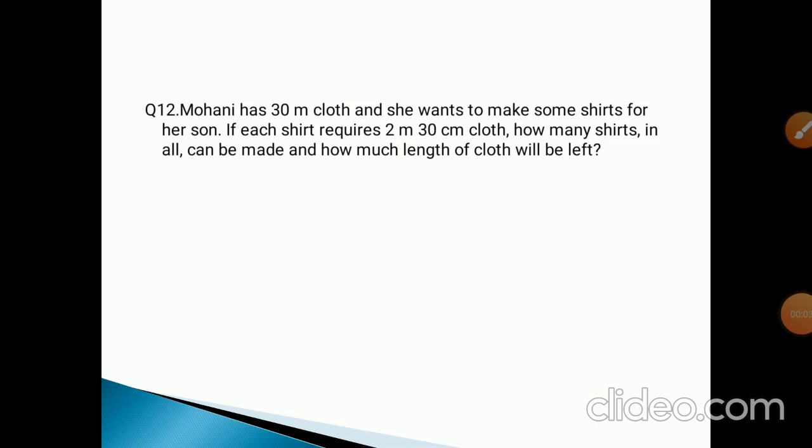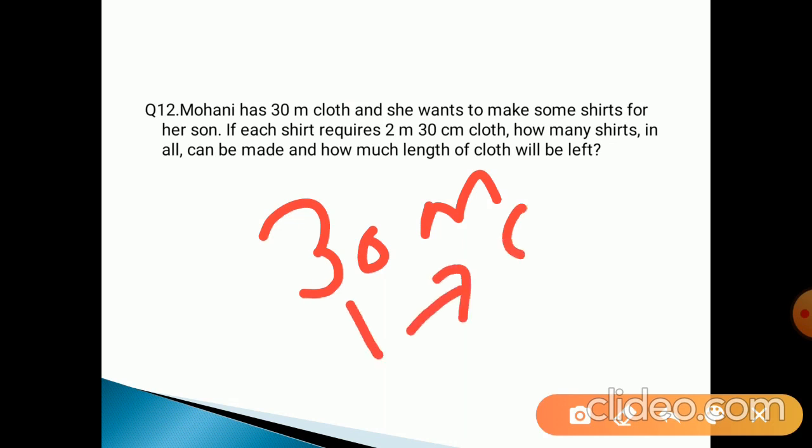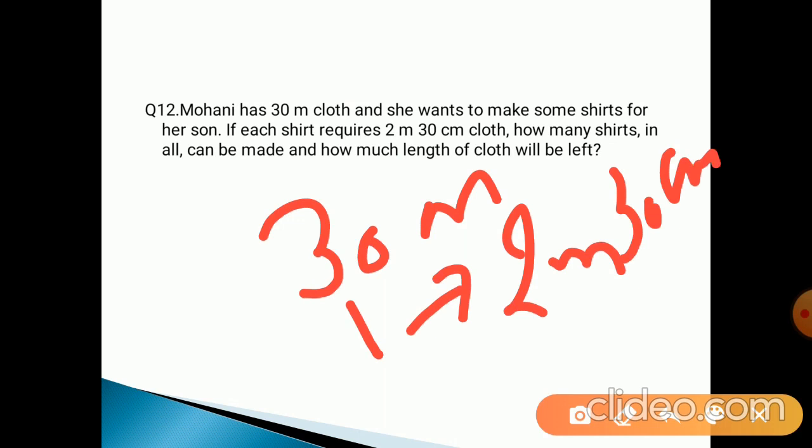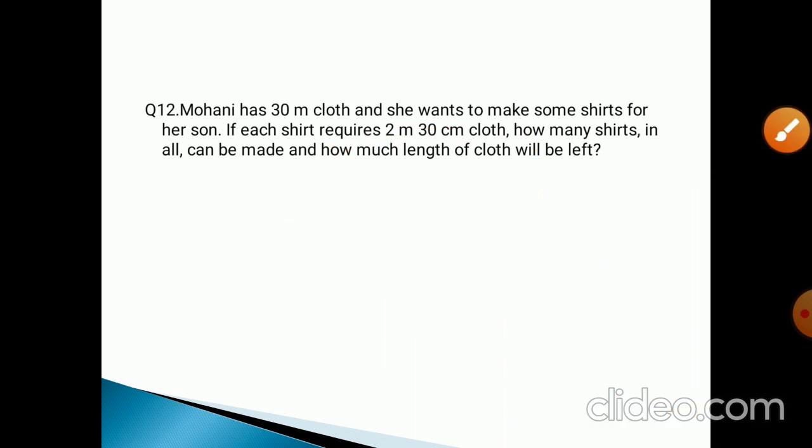Now take another question. Read this question. What this question is saying, एक पर्सन है मोहिनी, उसके पास 30 मीटर क्लोथ है, 30 मीटर्स, एंड उसे अपने लड़के के लिए शर्ट बनानी है, और एक शर्ट में जो कपड़ा लगता है, वो लगता है 2 मीटर 30 सेंटीमीटर। अब आपको यहाँ बताना है कि कितनी शर्ट्स आप 30 मीटर क्लोथ में बना पाओगे, और उन शर्ट के बनने के बाद कितना क्लोथ आपके पास बचेगा। सो सॉल्व करते हैं इस क्वेश्चन को. Total length of the cloth we have is 30 meters.